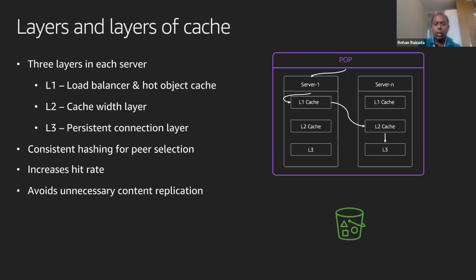In that scenario, what happens is it will go to the L3. The L3, as I mentioned earlier, maintains a persistent connection to your origin. In this case, the origin is an S3 bucket, but it could be any origin. And this L3 server makes a connection to the origin. So at the L3, we are also optimizing for connection pooling.